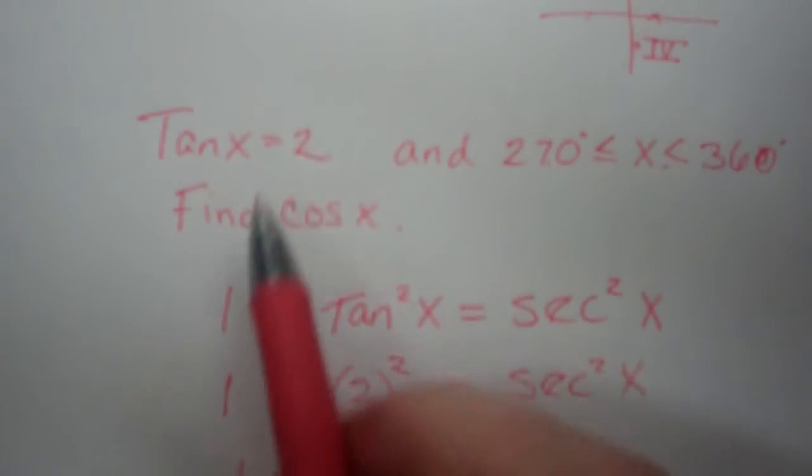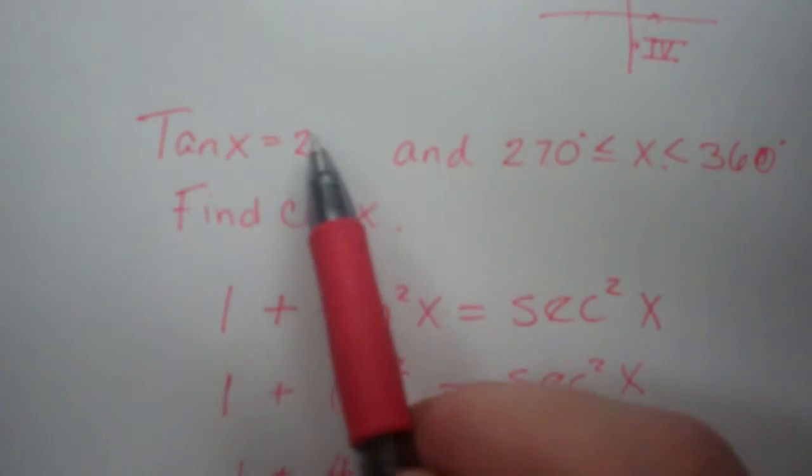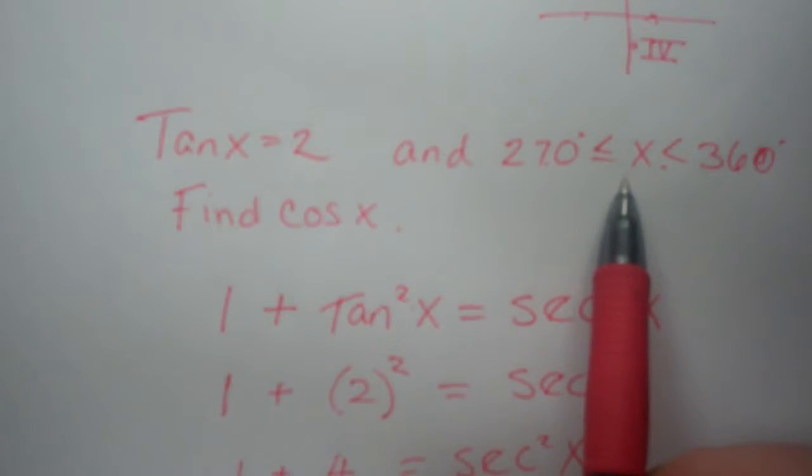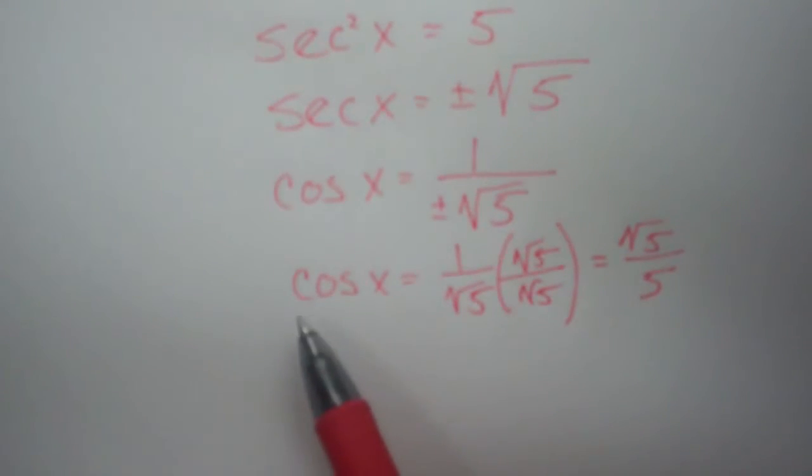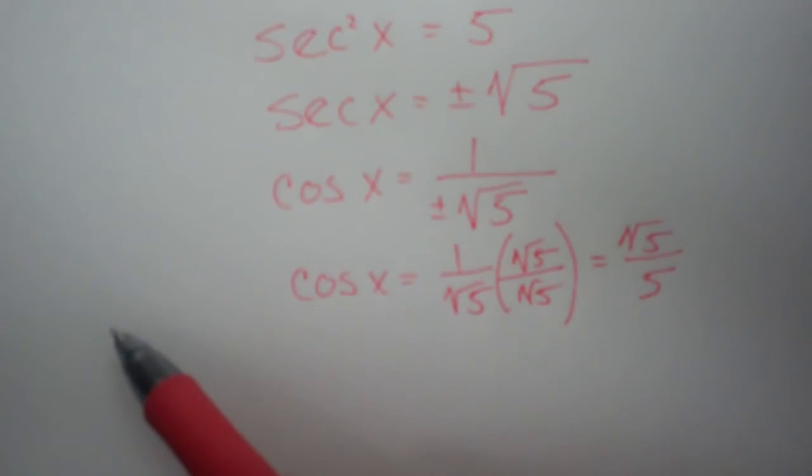So when the tangent is equal to 2, and I'm in the fourth quadrant, we used this Pythagorean identity in order to find that the cosine is equal to radical 5 over 5. And if we wanted to, we could find the sine, the cosecant, and the cotangent just as easily.